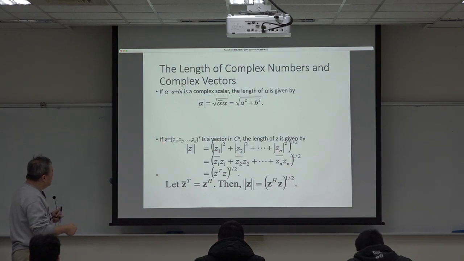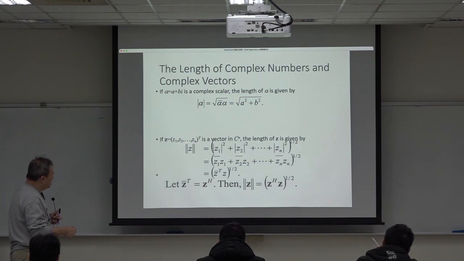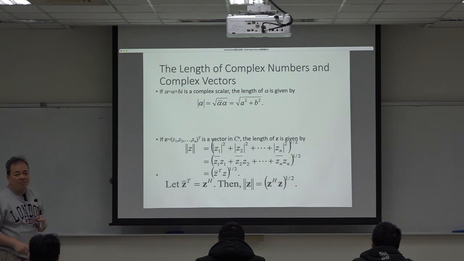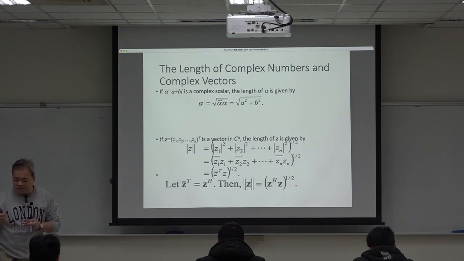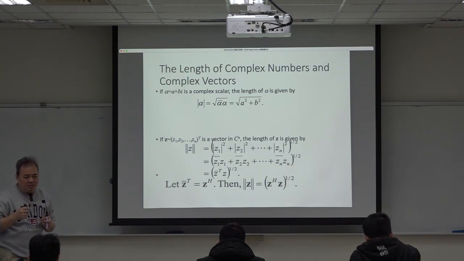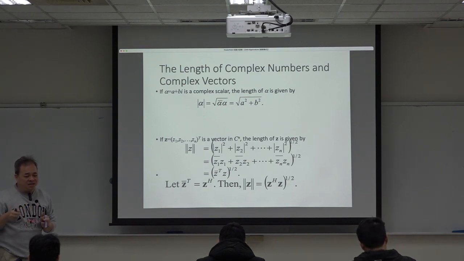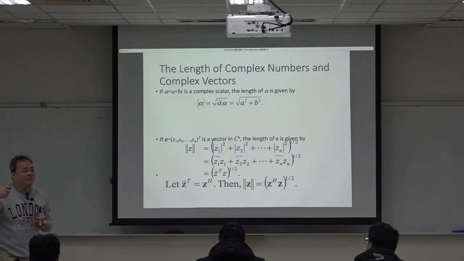So, okay, if z equal to z1, z2, blah blah blah, zn transpose, is a column vector. It's a vector in Cn. So be very careful. Here every element zi is a complex number. As I already emphasized, starting from now, unless I specify otherwise, all the elements in the matrices are complex.